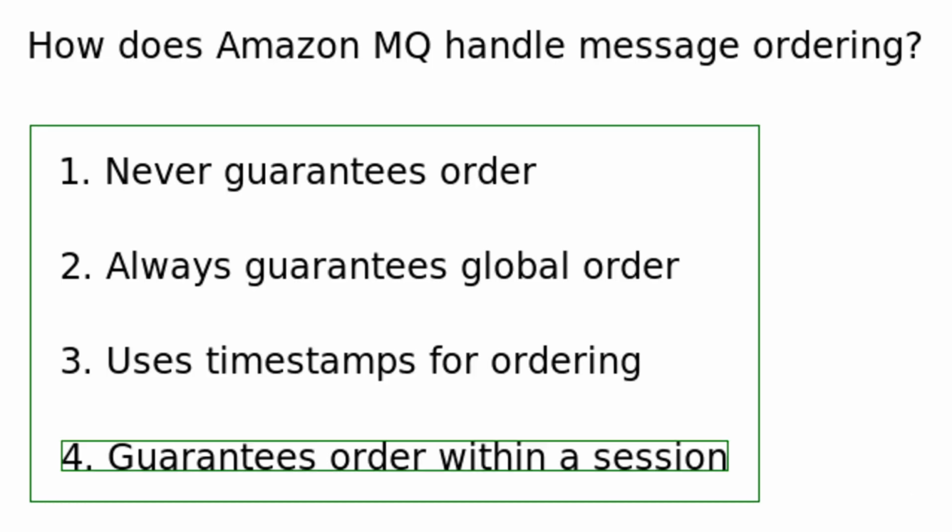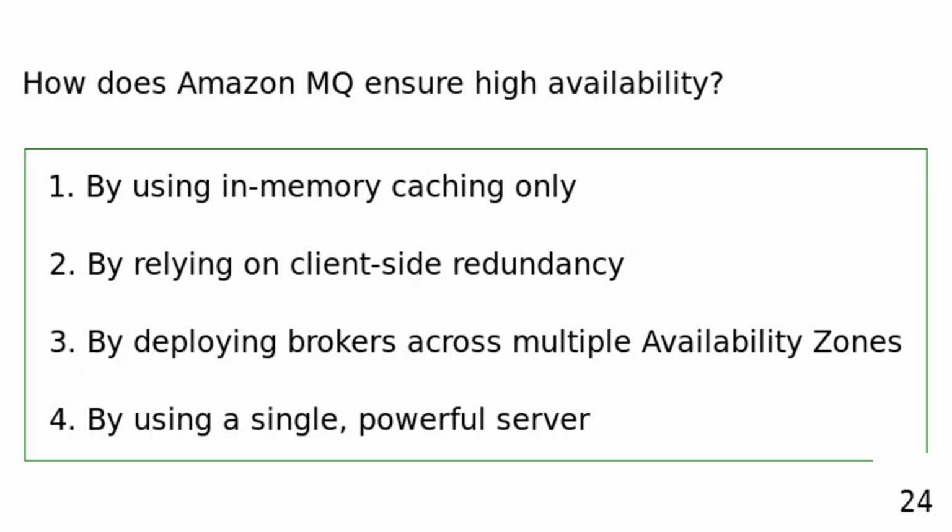Amazon MQ guarantees message order within a single session, ensuring that messages from one producer are delivered to a consumer in the sent order. How does Amazon MQ ensure high availability? By using in-memory caching only. By relying on client-side redundancy. By deploying brokers across multiple availability zones. By using a single, powerful server.